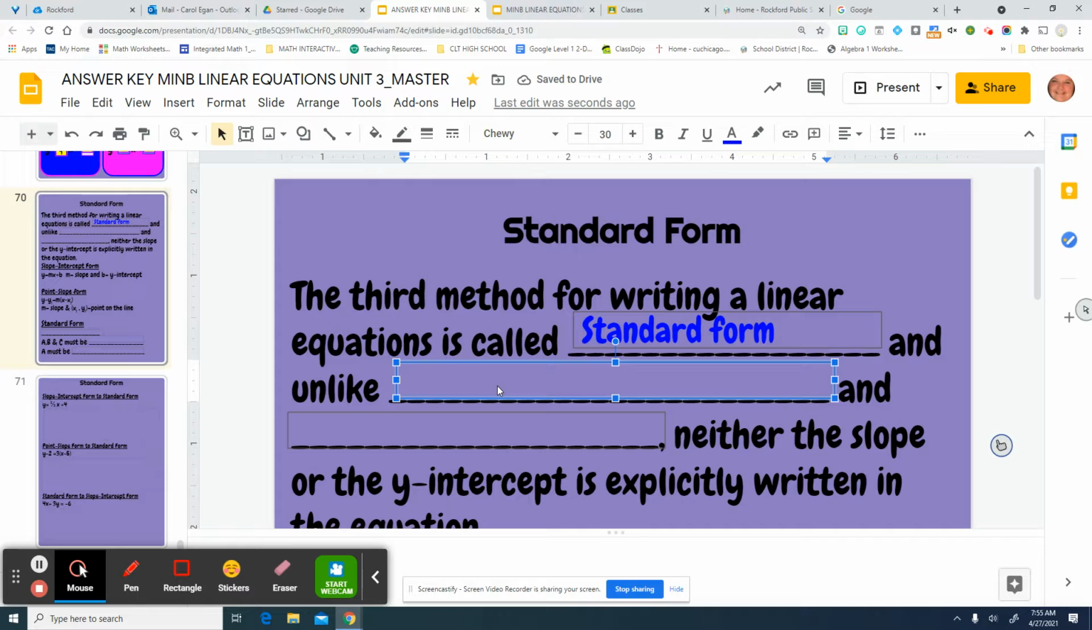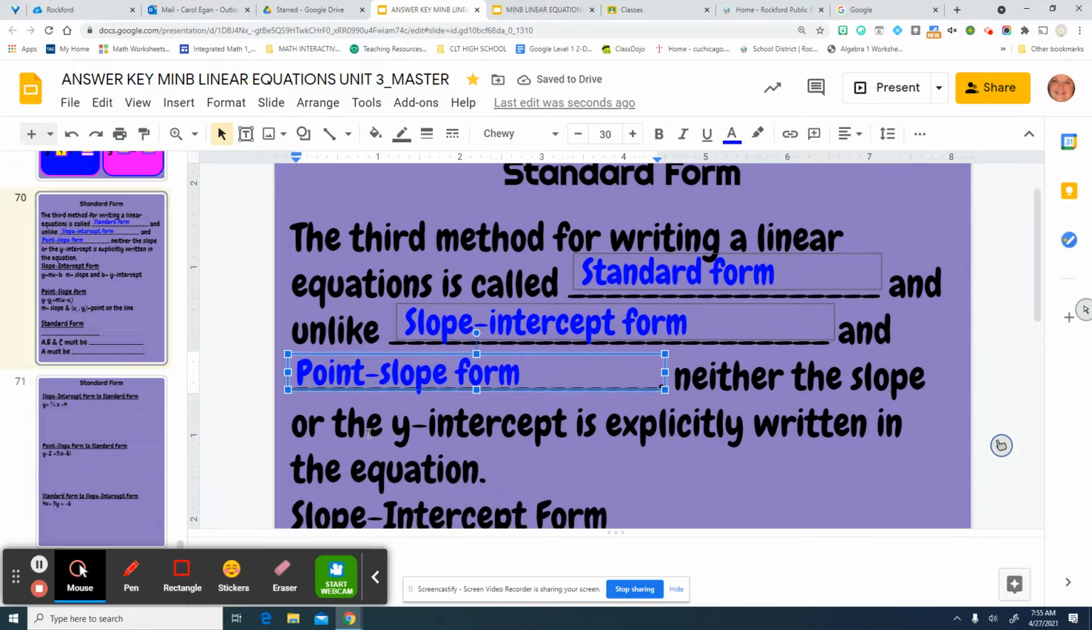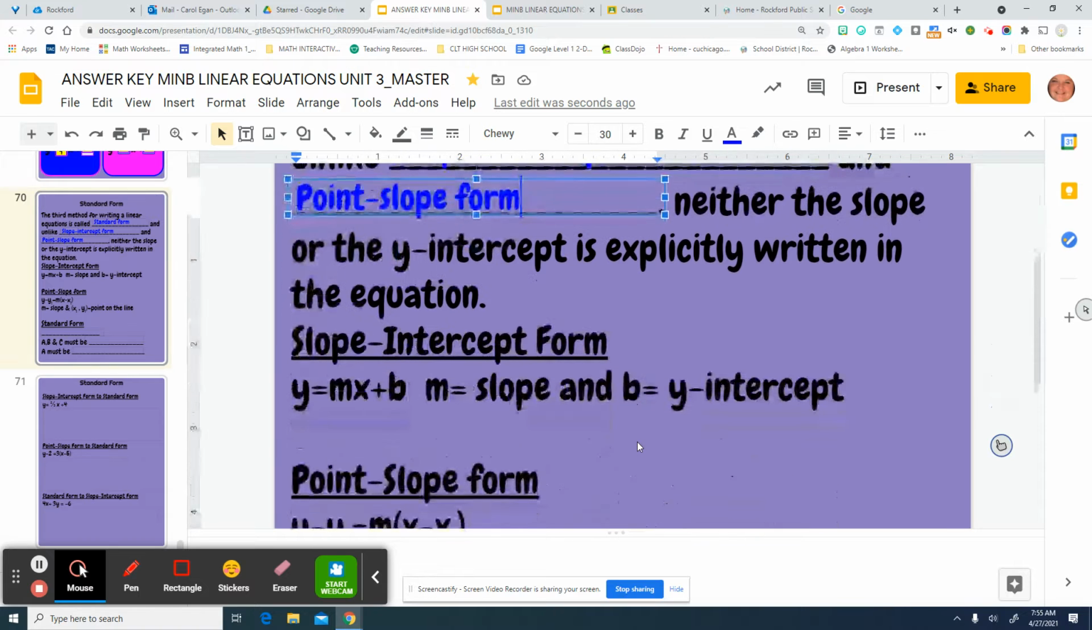And unlike slope-intercept form and point slope form, neither the slope nor the y-intercept is explicitly written in the equation, right? Because when we talk about slope-intercept, it gets that name because we can see the slope and the y-intercept within the equation. And for point slope, we can see a point from the line and the slope of the line in the equation. We don't have either one of those things occurring in the standard form.